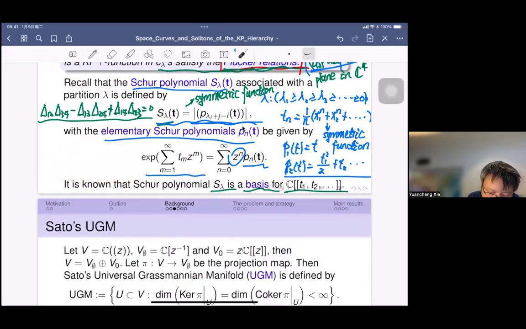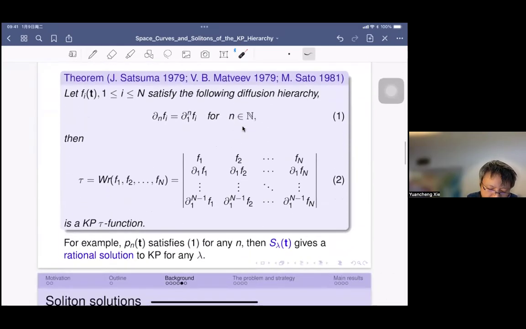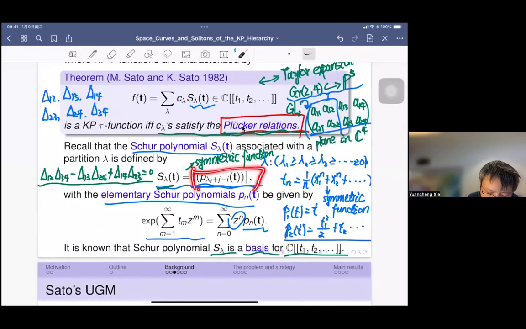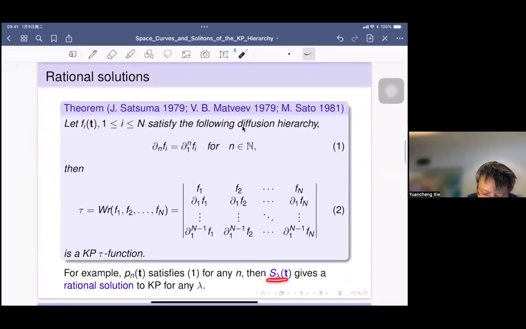So if we apply this on the right, we'll see that p_n of t actually satisfies the heat hierarchy. And this is nothing but the formula that we wrote before. So this is actually a Wronskian formula. That means S_lambda of t itself gives a tau function for the KP hierarchy.